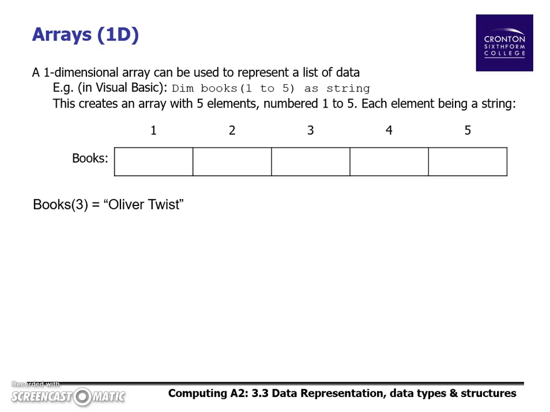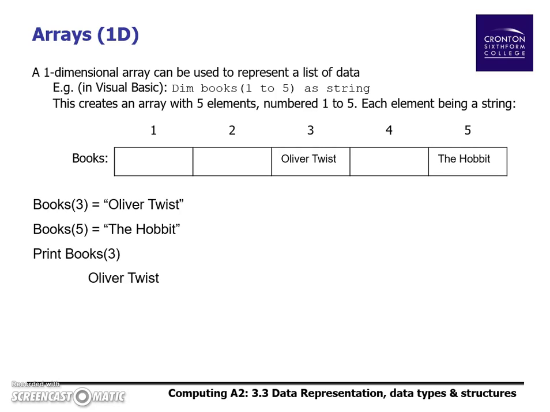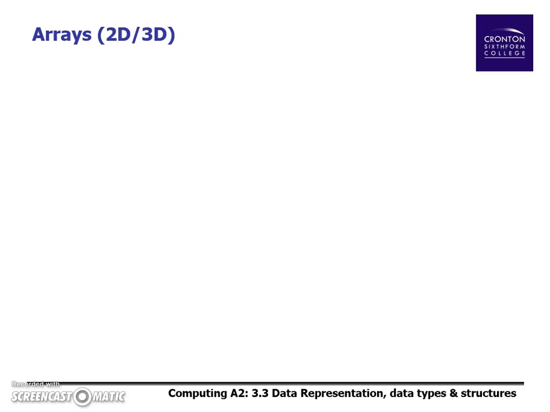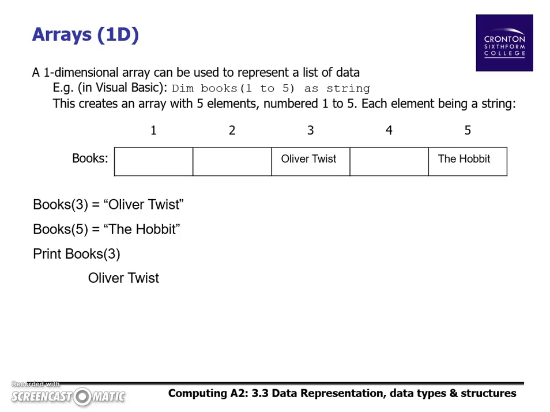So we've got books(3) equals Oliver Twist, books(5) equals The Hobbit, then print books(3) will print Oliver Twist. So what we need to think about is what would happen if we instead said print books(5). Which book would it print?